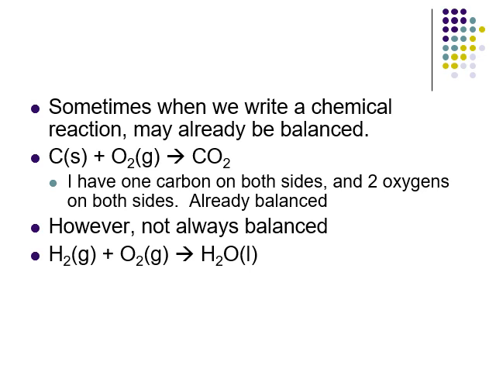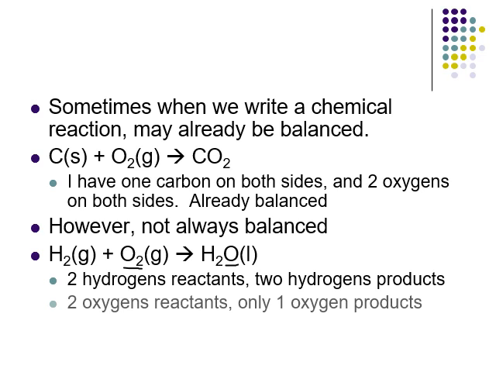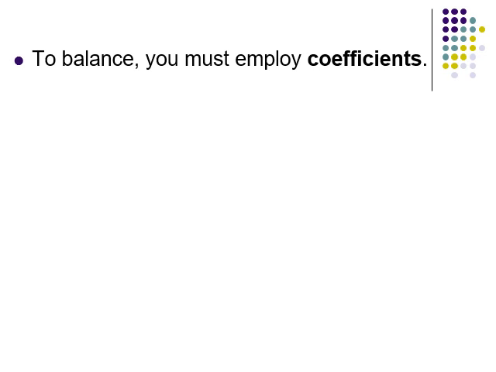More often we see something like this, where if we look at this, we can see that on the reactant side there's 2 hydrogens. Products also have 2 hydrogens. It's a good start. We see 2 oxygens on the reactants, but only 1 oxygen on the products. So this equation is not balanced. It would be a fine skeleton equation just saying hydrogen and oxygen react to make water, but not a good balanced equation. So to balance an equation, we're going to use coefficients.